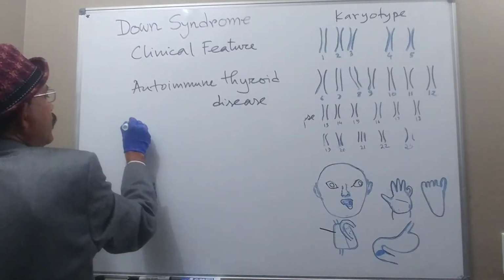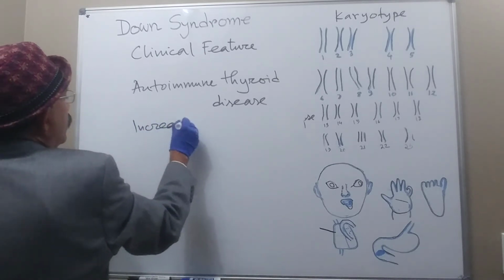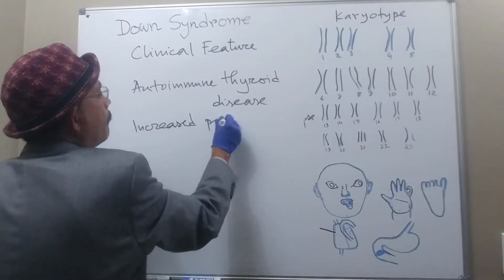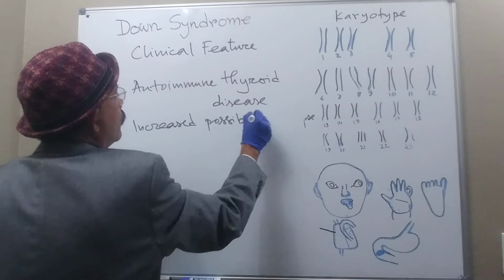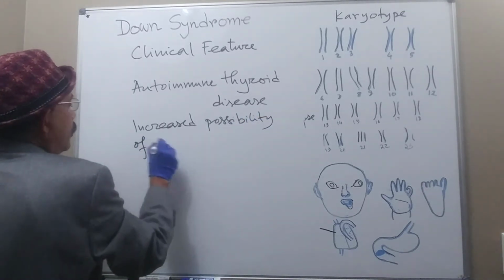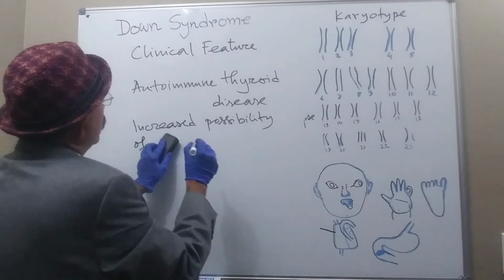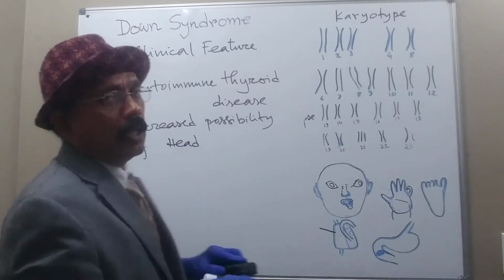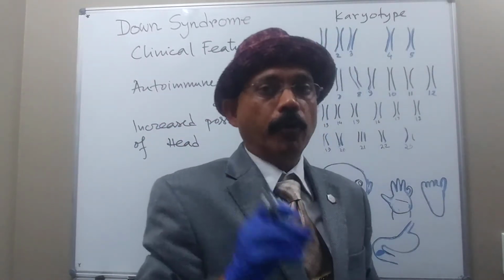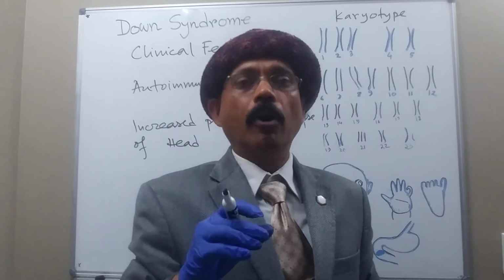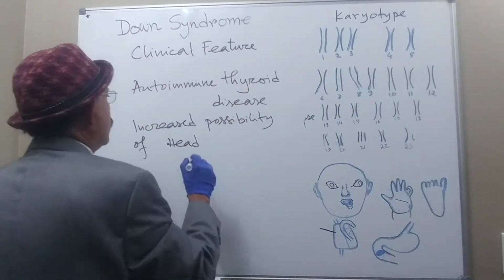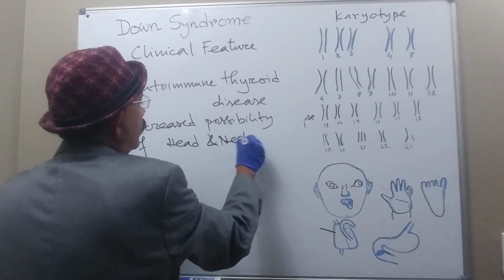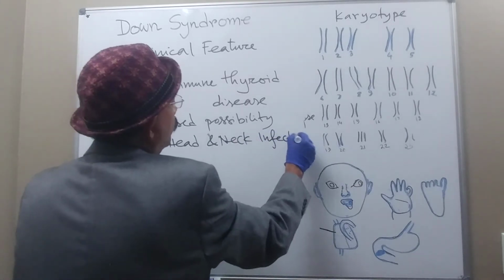And there is an increased possibility of head and neck infection, because of large adenoid, large nasopharyngeal tonsil, small hypoglottic space, and small nasopharynx. So increased possibility of head and neck infection, that is a possibility.